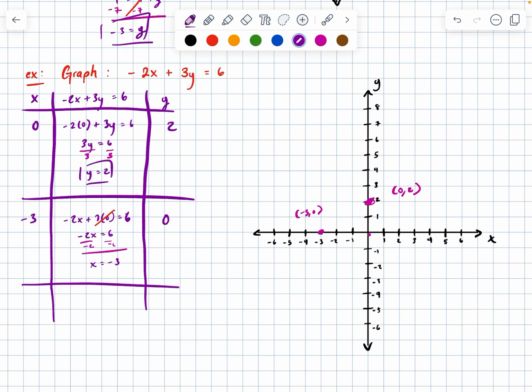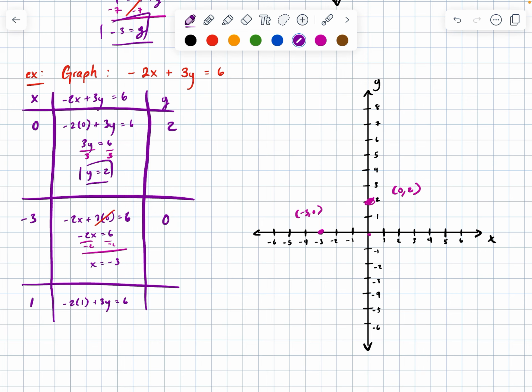And then finally, again, we're trying to think quality of life. Try and find an easy number to plug in for either x or y. 1. Okay, and do you want to choose y or x to plug in for? Let's do x. Cool. So we can plug in x for 1. So we'll say negative 2 times 1 plus 3y is equal to 6.